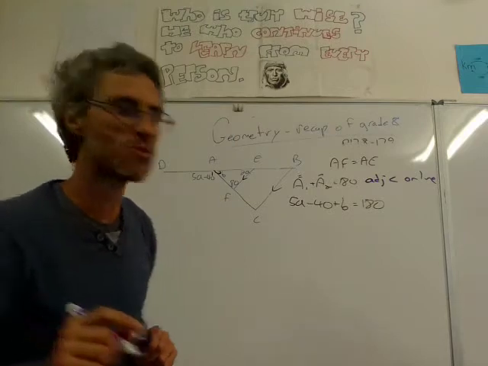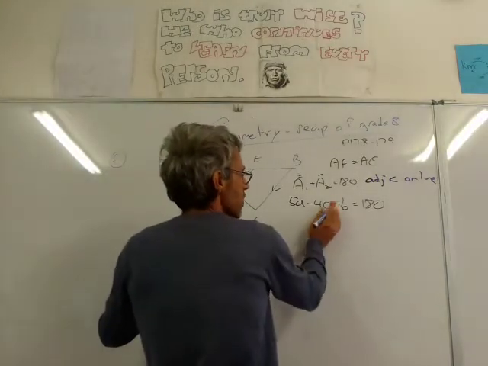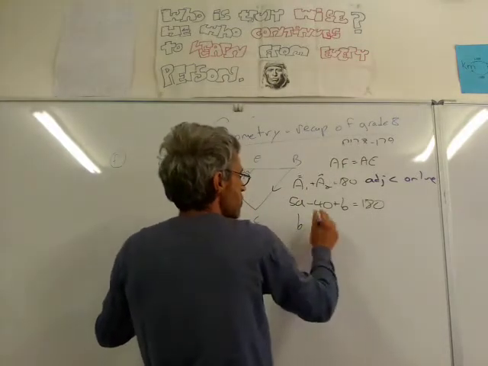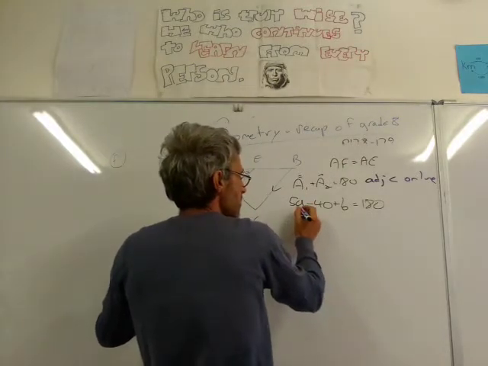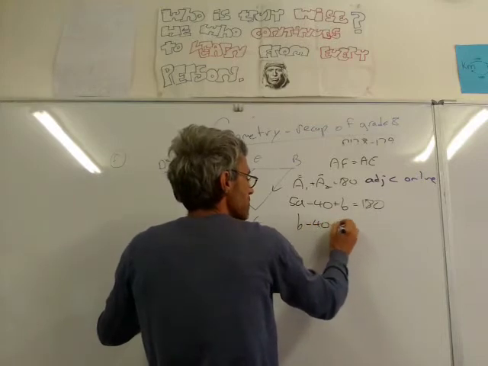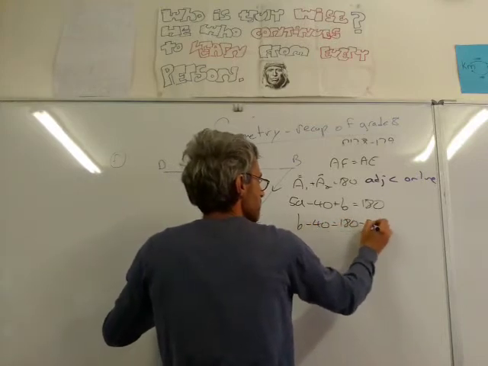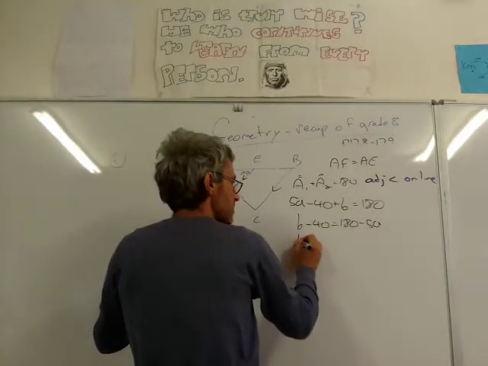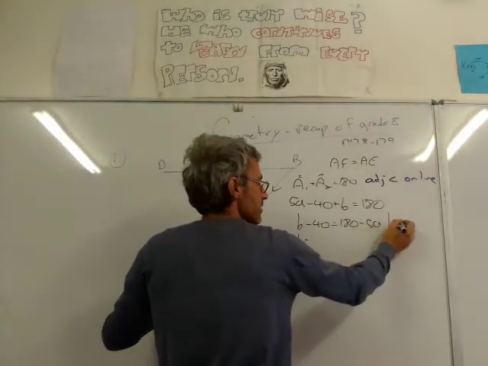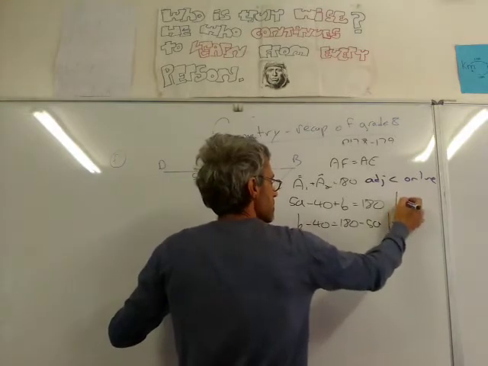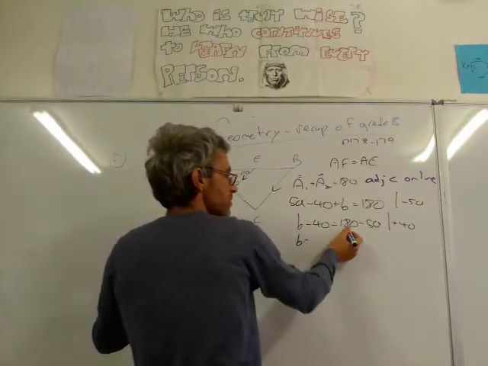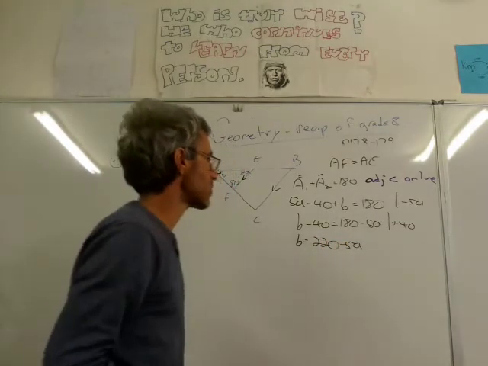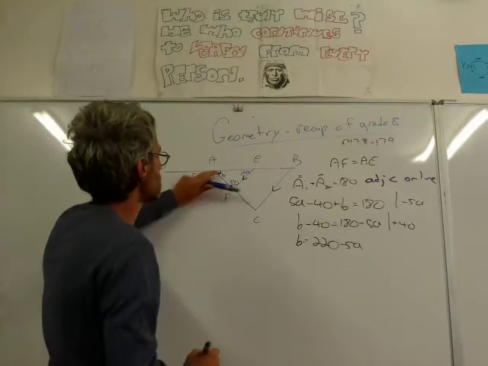I can't solve B here, but I can express it in terms of A. You'll see why that's useful in a minute. I'm going to leave B on this side and move everything else to the other side, in steps. First I'll move the 5A, so B minus 40 equals 180 minus 5A. Now I'm going to get rid of the 40, so B equals 220 minus 5A. So now I know B is 220 minus 5A.